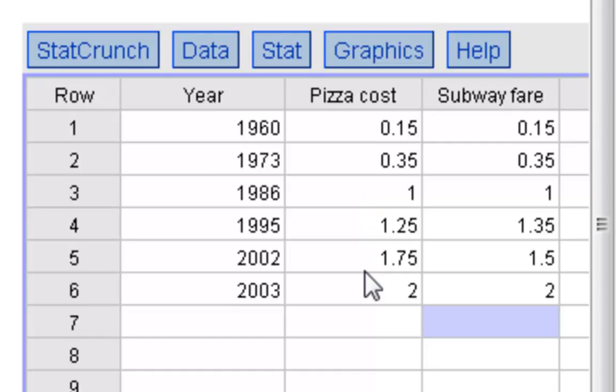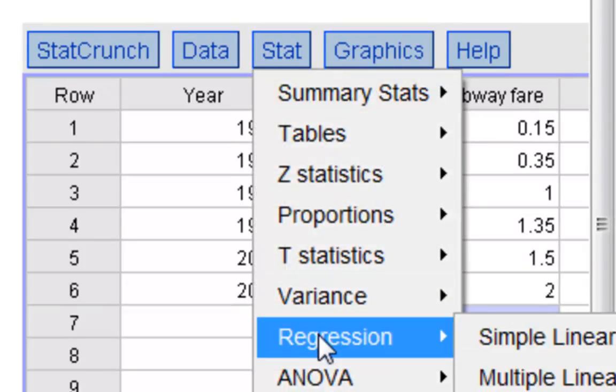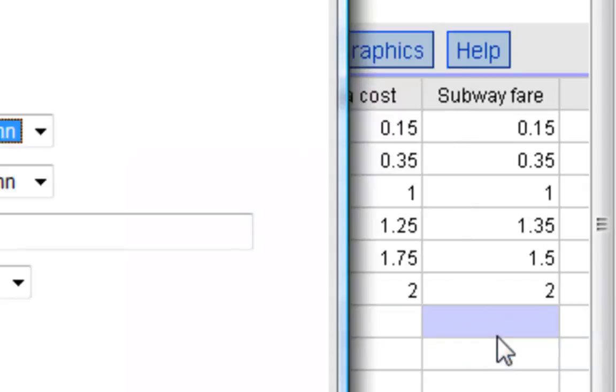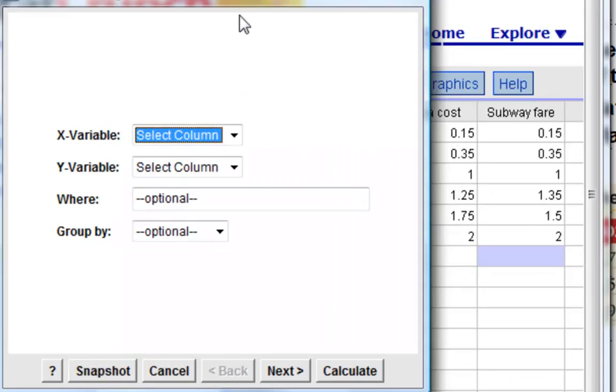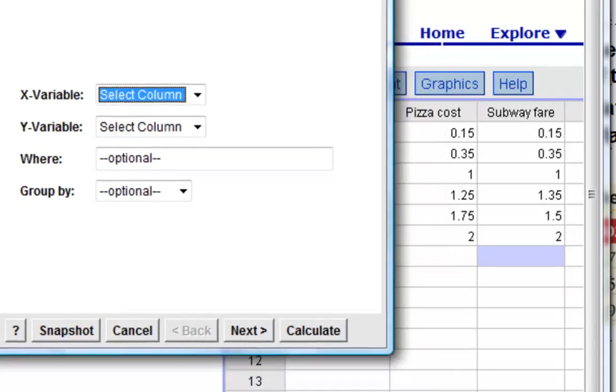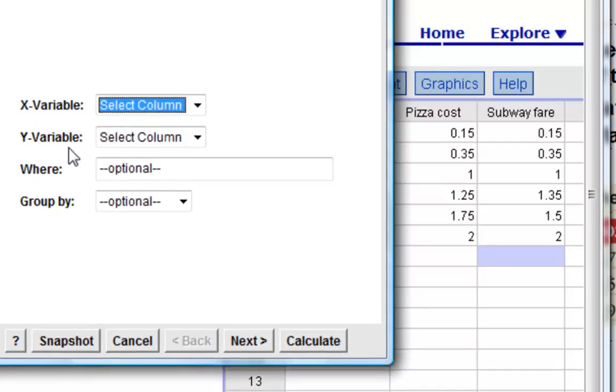Here's our data. I just typed in the year, the pizza cost, and the subway fare. And we're not even going to use the year values. It was an extra thing that I put in here. So if we want to look at our correlation coefficient, what we're actually doing is linear regression. So we do Stat, Regression, and Simple Linear. And then we're going to select the column to use for our x variable and the column to use for our y variable. In this one, we're going to use pizza cost for x and subway fare for y. So we select pizza cost there, subway fare there.